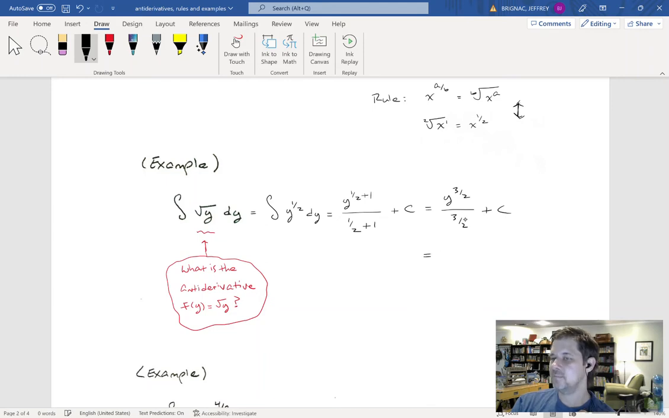What do we actually mean if I say I have something and I'm dividing by the fraction 3 over 2? Well, to divide by a fraction is the same thing as to multiply by the reciprocal. So I'll get 2/3. Dividing by 3 over 2 is the same as multiplying by 2 over 3, and then times y to the 3 over 2 power plus c. Okay, and then there's my answer.